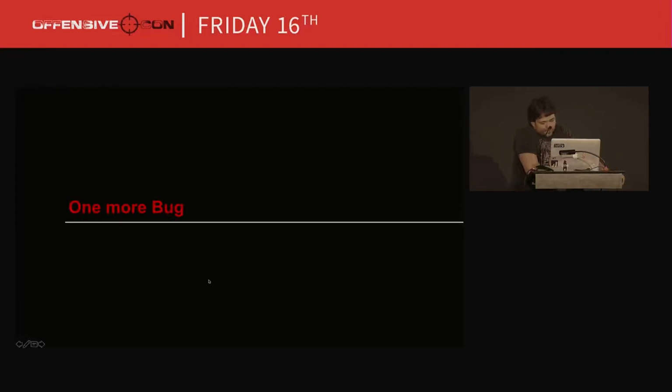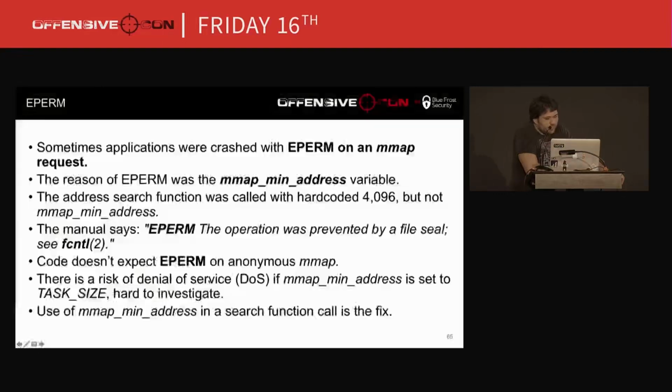Yeah, and before I finish, I found one more bug in the Linux kernel. It's quite simple, but anyway. When I first executed it, applications would crash randomly. And it was with the error EPERM, no permissions. This error usually happens when you are trying to map a file that you don't have access to. But in my case, I got this error even inside the Linux kernel allocations. So the reason was mmap_min_addr.